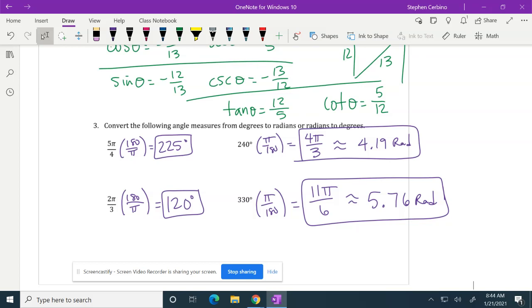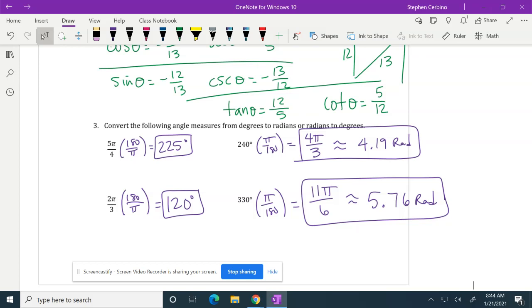For 2 pi over 3, again, the pi's cancel. So then I'm just figuring out, what's 2/3 times 180? That's 120. For the other 2, I gave you degree values and I wanted you to convert them to radians. I wasn't specific if I wanted it in fraction form or decimal form. About half of you did it one way and the other half did it the other, so I figured I'd give both answers here. For that first one, I multiplied by pi over 180.